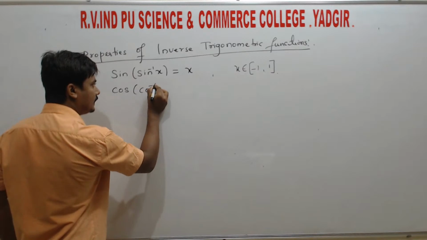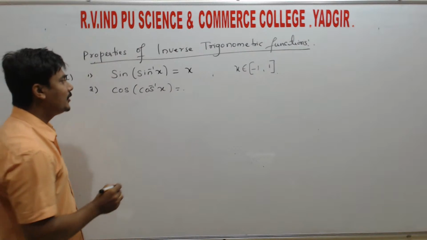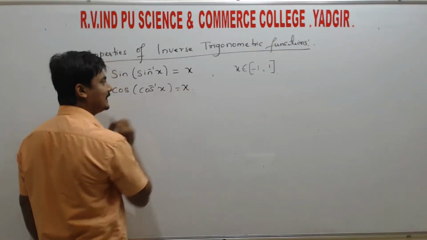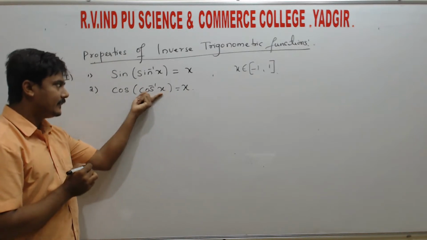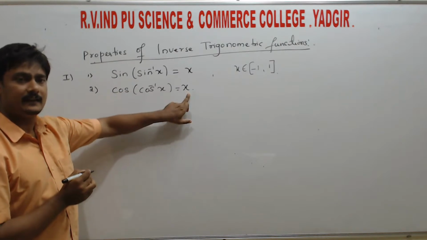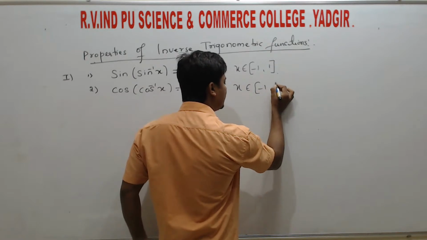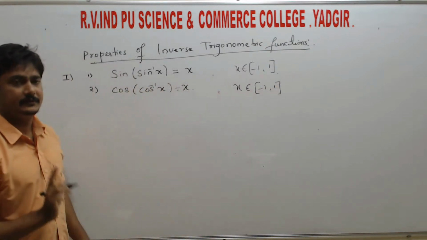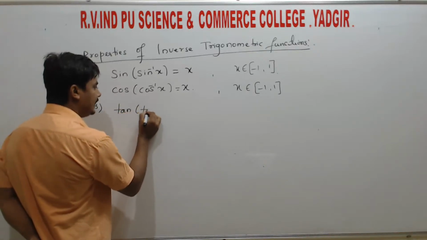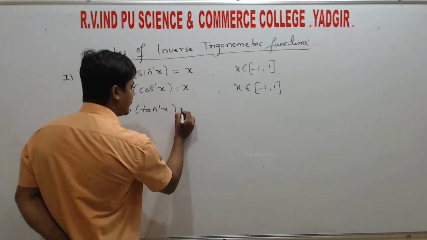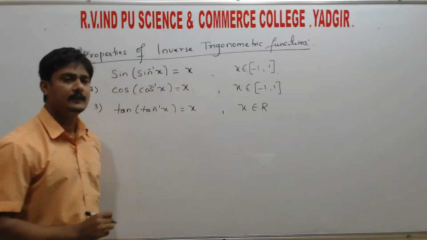Cos of cos inverse x. It is just x. Cos of cos inverse x is equal to x, if x lies within the domain of the inverse cosine function. Third property: tan of tan inverse x is equal to x if x belongs to the domain of the inverse tan function.